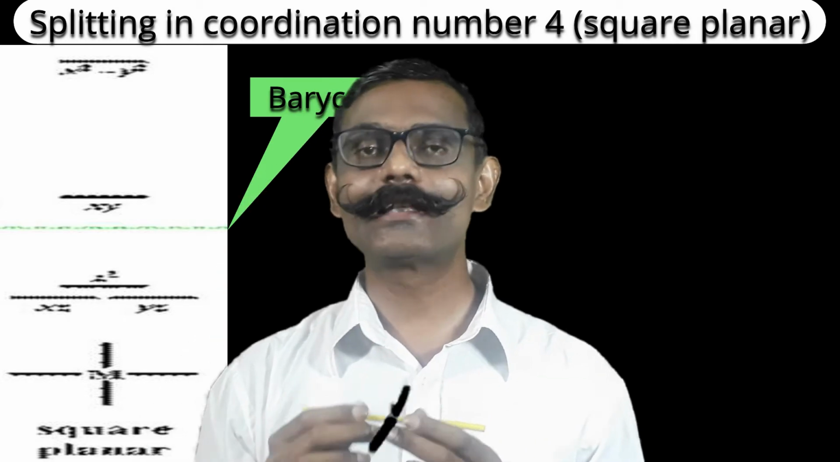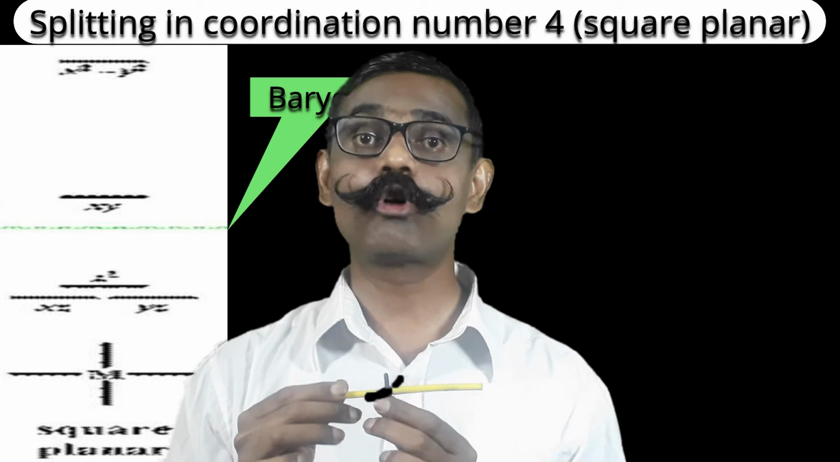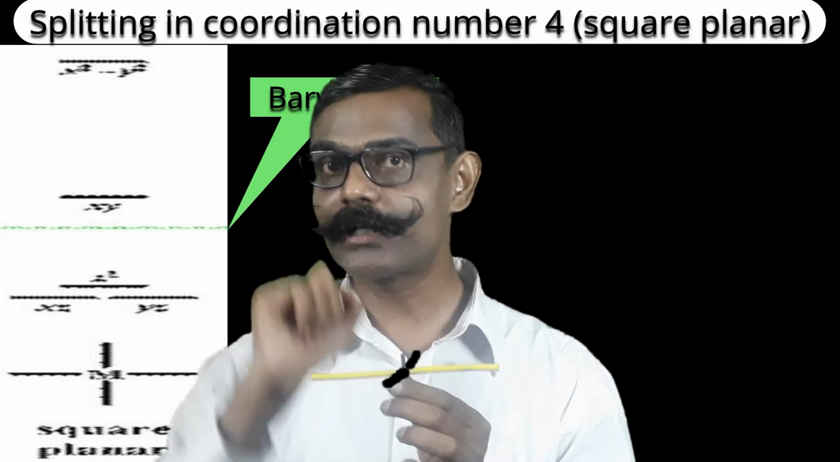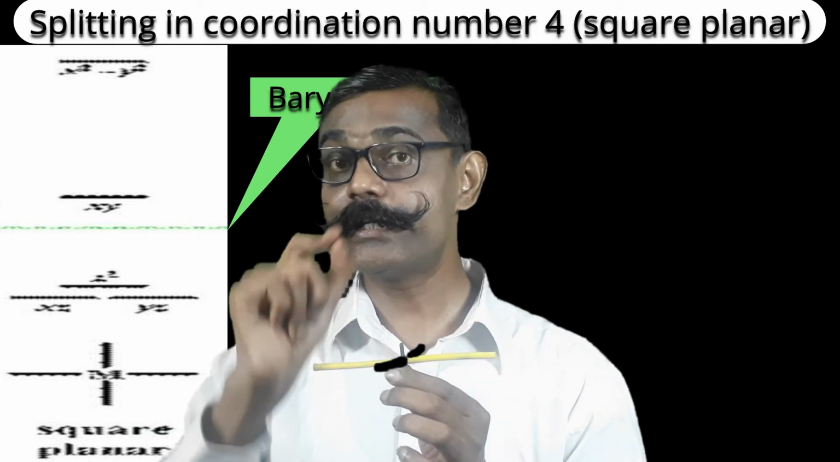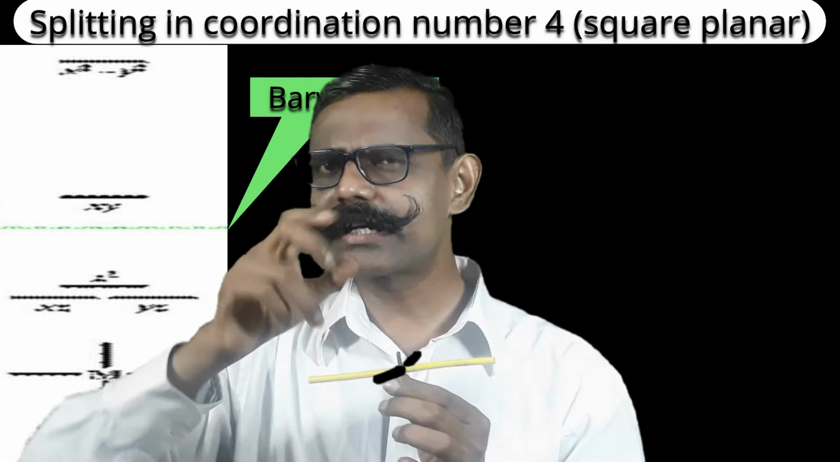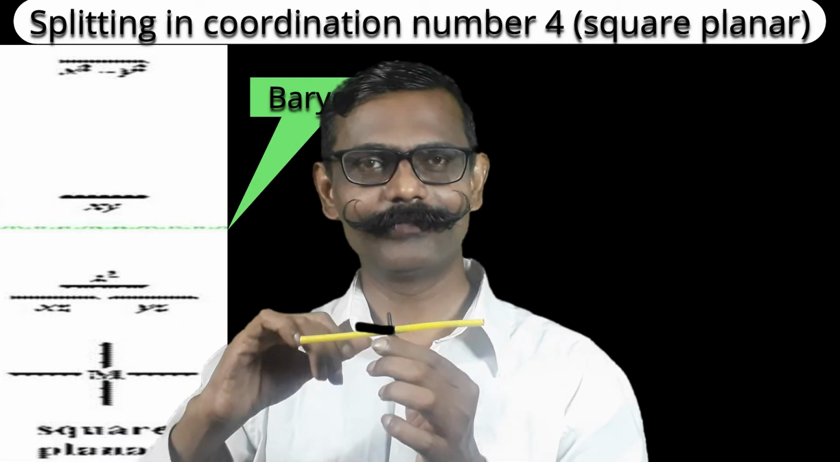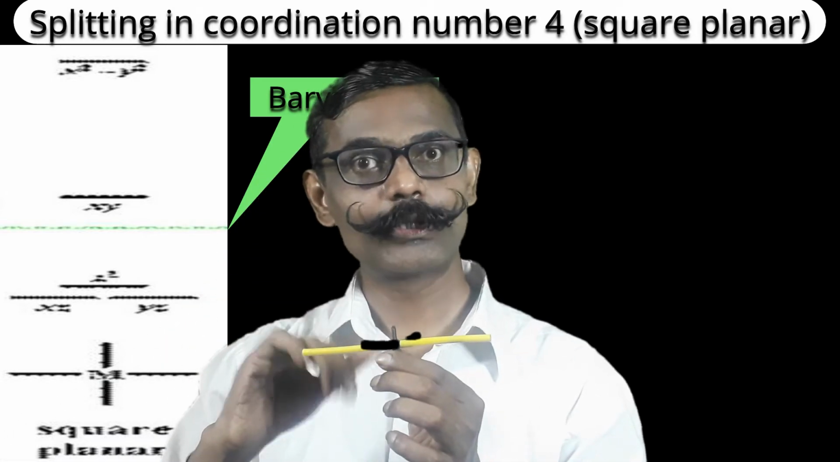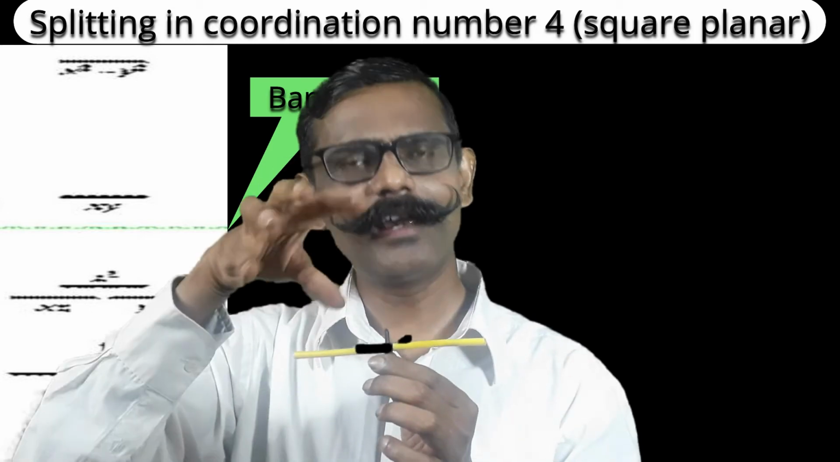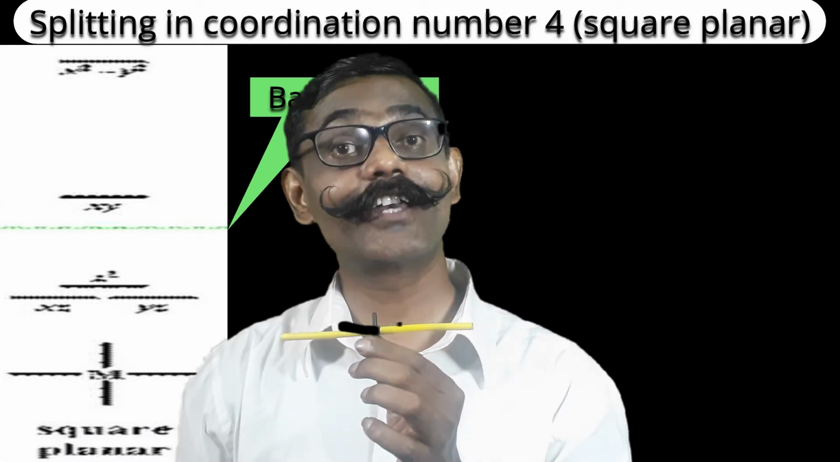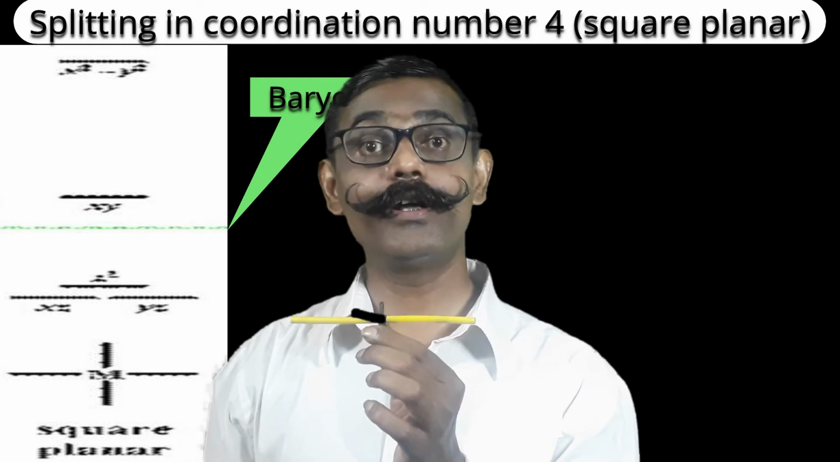Now which orbitals are there with z component? Three orbitals are there: dz square, dxz and dyz. Dxz and dyz are very similar, the same kind of interaction will be there. So I divide them in two parts, dz square and the non-axial dxz and dyz. Let me talk about dz square.